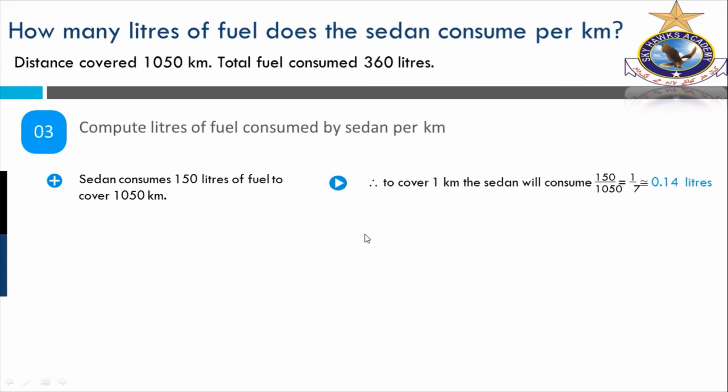To cover 1 kilometer, the sedan will consume 150 divided by 1050, that is the total consumption during this traveling. So we are getting 1 over 7. So this will become approximately 0.14 liters. So we have the choice over there. So the sedan consumes 0.14 liters per kilometer. So this is a way to calculate the answer.